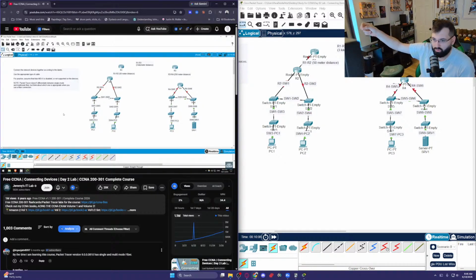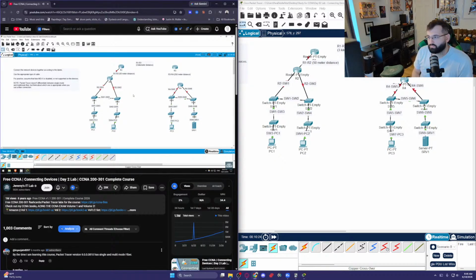Since they are the same device type, we need to use crossover cables if we use copper cabling. Take care to look at the distances here. Since R1 and R2 are just 50 meters apart, we can use copper cabling, which permits distances up to 100 meters. So I'll connect R2 to R1 with a crossover cable.